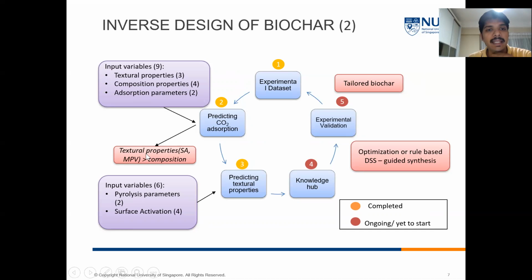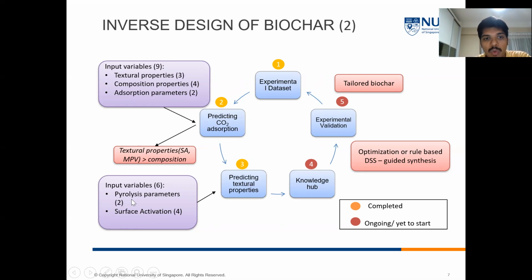And what we observed was that in this case, the textural properties, which include the surface area and the pore volumes of the biochar, were more important than the compositional features. And once we realized that the textural properties were integral to determining the CO2 adsorption, we took a step further to see if we could determine the best process parameters to help us develop biochars with certain surface area, which could then be used for effectively capturing the CO2.